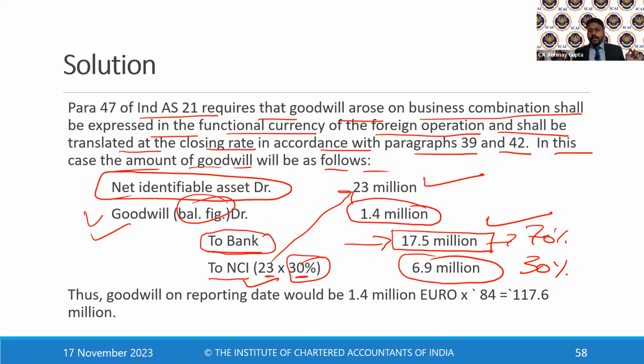So as of now, we are not doing anything new. This is what we have been doing under Ind AS 103. So till now, this is all Ind AS 103, right?